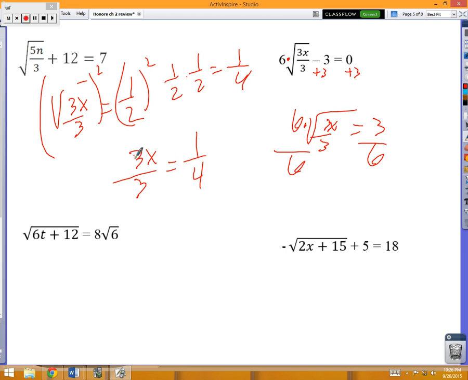Now we've got to undo both these 3's, but these 3's are really divide by 3 and times by 3. So if I undo divide by 3, I'm going to times both sides by 3. Then if I undo the times 3, I'm going to divide both sides by 3, so that's like doing something and turning around and undoing it. So 3 divided by 3 is just 1. So we got x is 1/4.